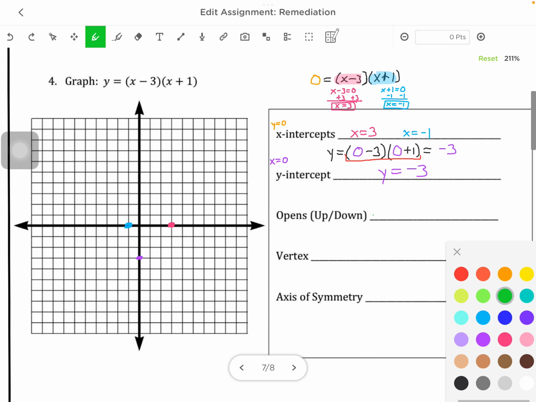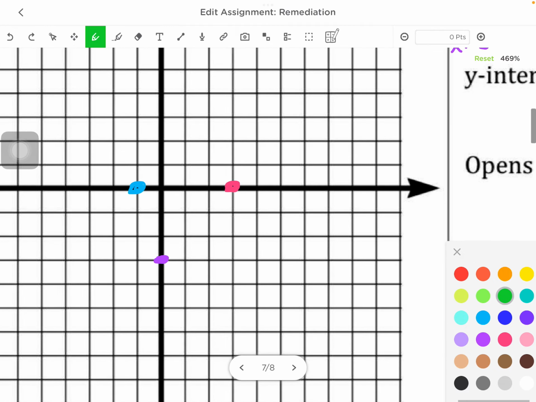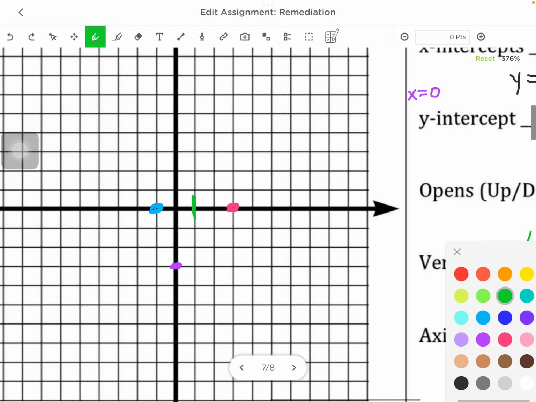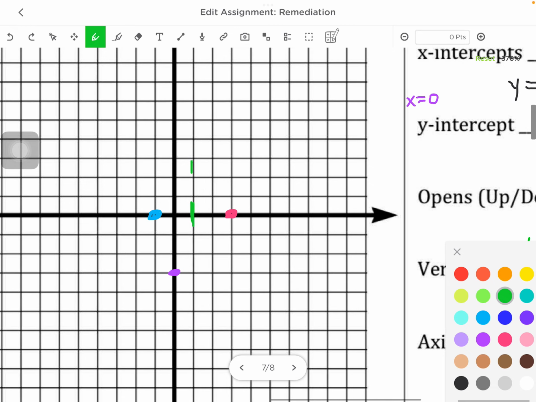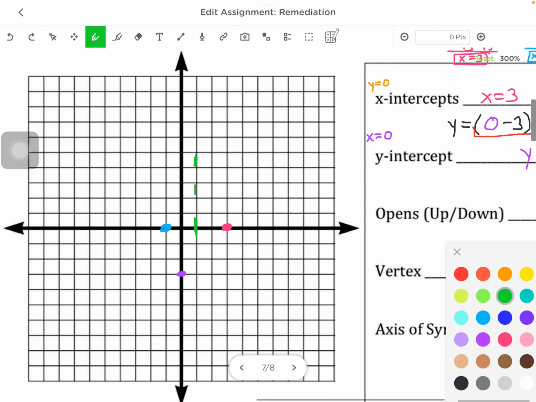Okay, I'm going to skip the opens up or down for right now. I'm going to go directly to the vertex. For the vertex, the way I like to do this is to look at my 2 points right there and try to figure out where the middle between these 2 points is. I can see it's going to be about right there. So this is going to be the axis of symmetry. If you want to zoom out, draw in along with me this dashed line, the axis of symmetry. This will give us some good information about our parabola, for sure.